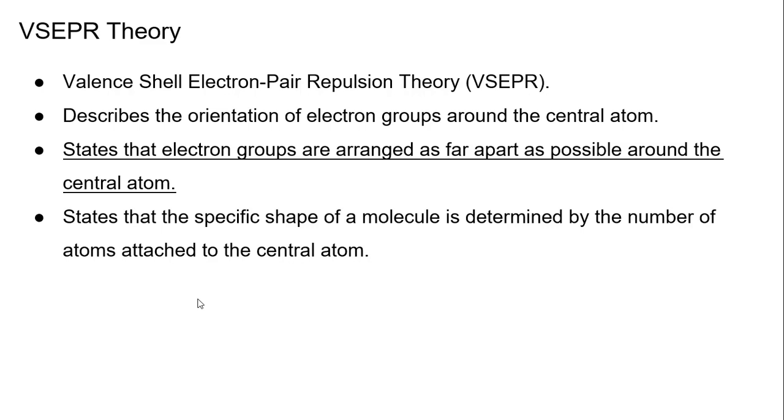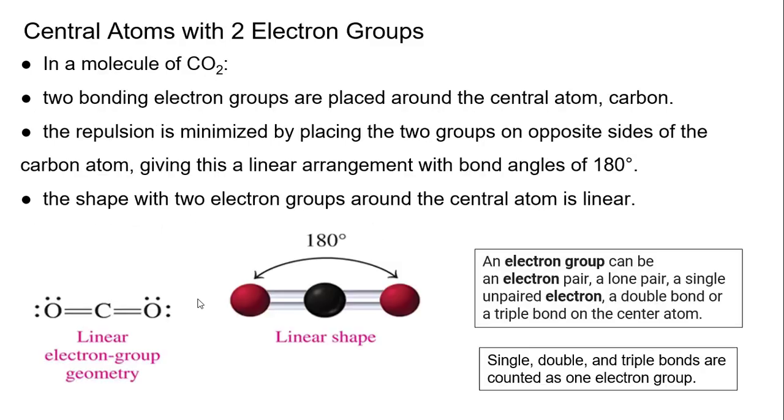And like a magnet, if you put two identical sites, they will repulse. They will force themselves away from each other, and that does not make a stable molecule. So we want these bonds as far apart as possible to keep it at its lowest energy. Remember, chemistry is all about the lowest energy being the most stable compound. It states that the specific shape of a molecule is determined by the number of atoms attached to the central atom. So I'm going to go through all the shapes here.